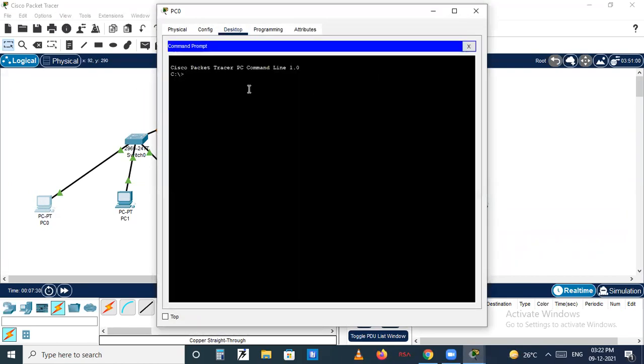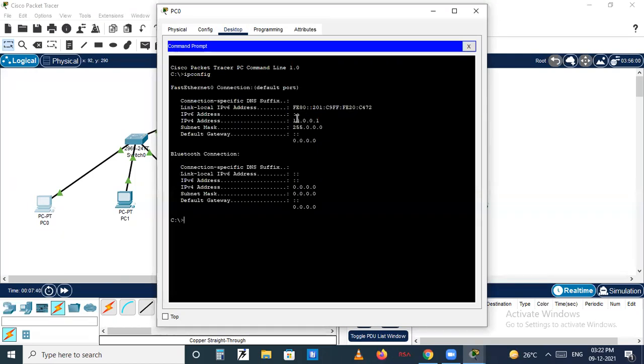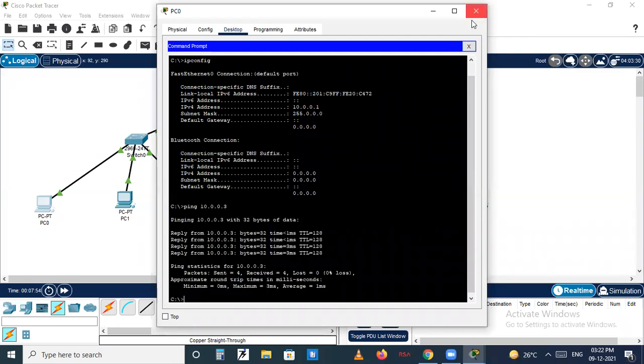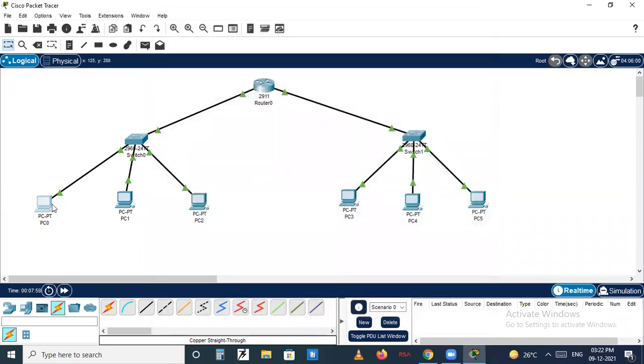PC0 to PC2. So now we are at PC0. So let me open IP config. So 10.0.0.1, I'm pinging 10.0.0.3. Ping 10.0.0.3. Yes, pinging, no problem. Right? Yes, sir. It means this system can start communication with this one, and this can start with this one also, from here to here, or here to here, anything.